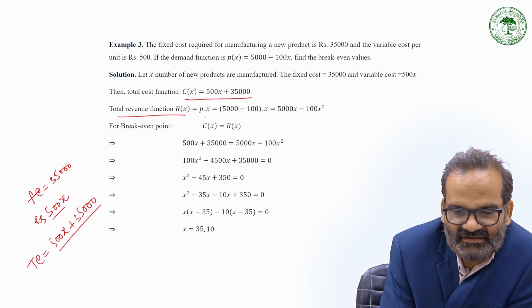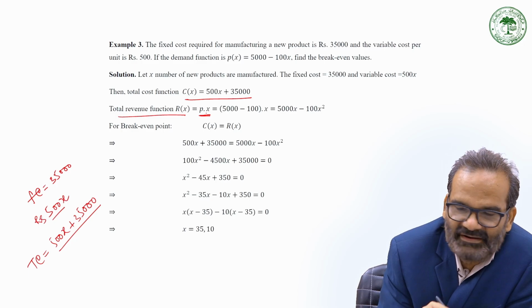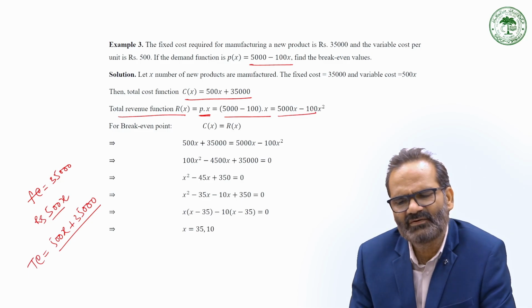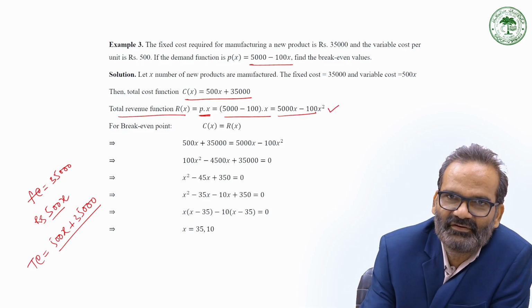We know the revenue function is equal to P into X, price per unit of a commodity and number of commodities sold. P here is given as 500,000 minus 100. Multiply this with X, you will get 5,000X minus 100X square. So this is your revenue function.